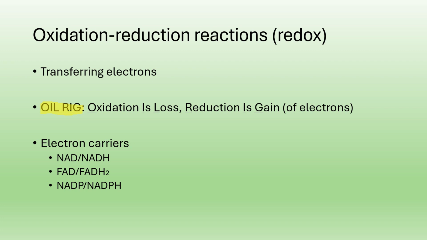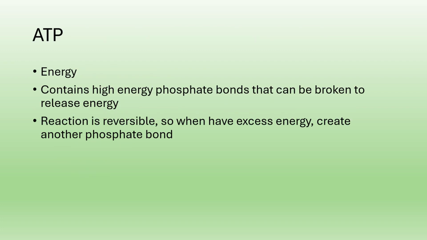So how are you moving these electrons around? There are electron carriers. These are some very common ones, and in a little bit we'll see some of them again. NAD, when it picks up a pair of electrons, becomes NADH. FAD, when it picks up a pair of electrons, becomes FADH2. And then you also have NADP and NADPH. Then there's ATP. ATP is energy.